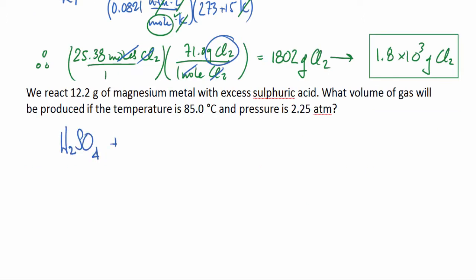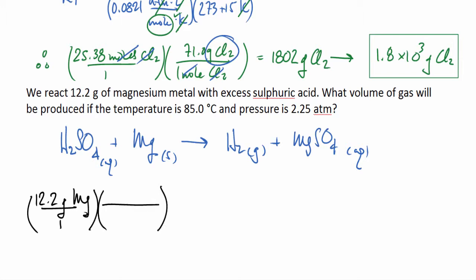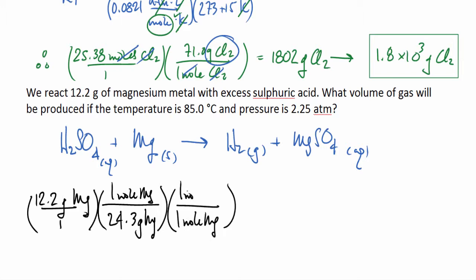This one has some stoichiometry in it. We're going to react some magnesium metal with excess sulfuric acid. So first let's get the balanced chemical reaction. Remember that reactions between most metals and acids release hydrogen gas and a salt, in this case magnesium sulfate and hydrogen gas. So a little stoichiometry here: we'll start with the 12.2 grams of magnesium, use its molar mass, and then use the mole ratio between the moles of magnesium and the moles of hydrogen gas.